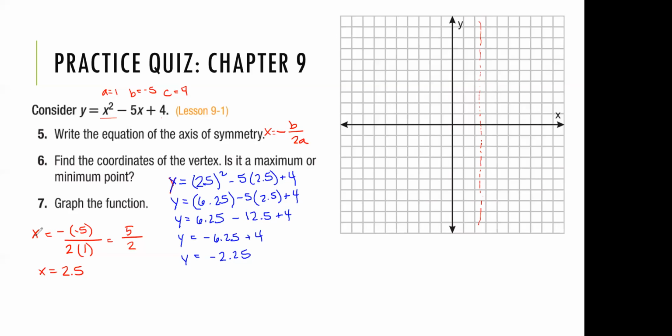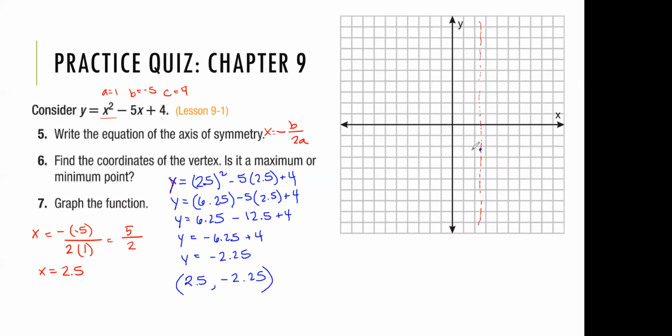So that means that the vertex is equal to, we have our x value of 2.5 and our y value of negative 2.25, okay? So that point would be, here, this is positive 2.5, so I'd go down 2 and 1/4, which would be about right there, okay? So that's the vertex, okay?